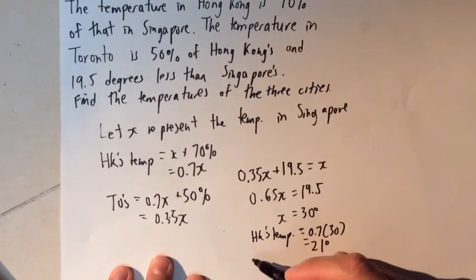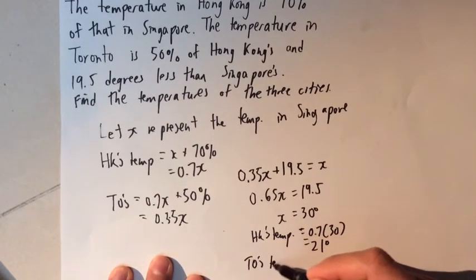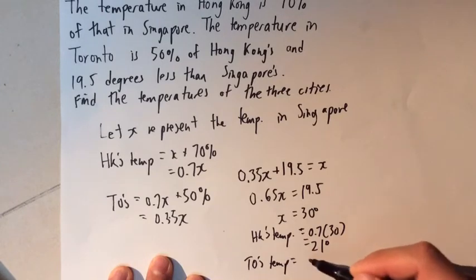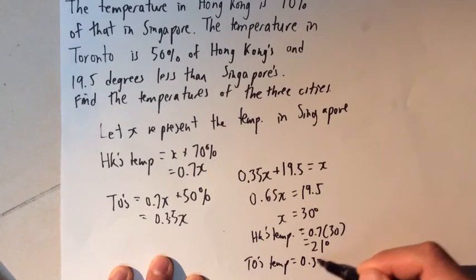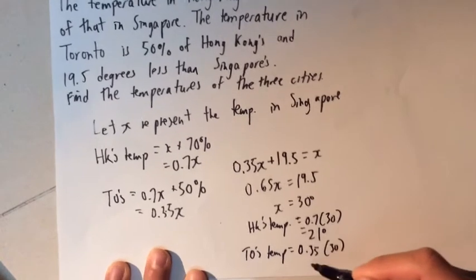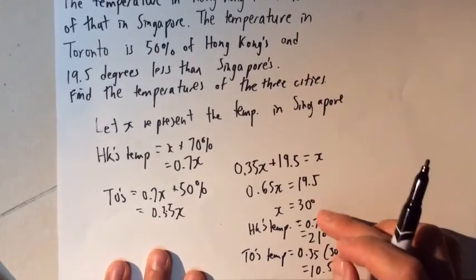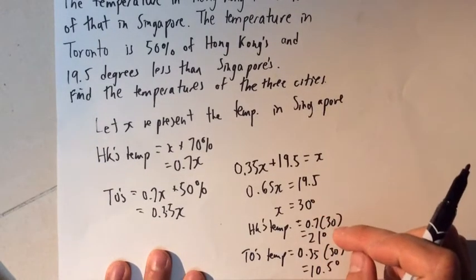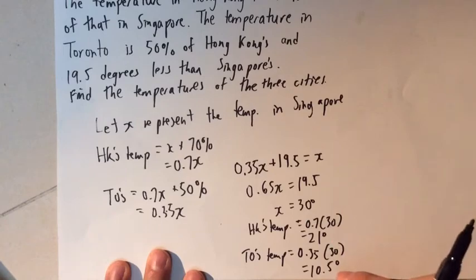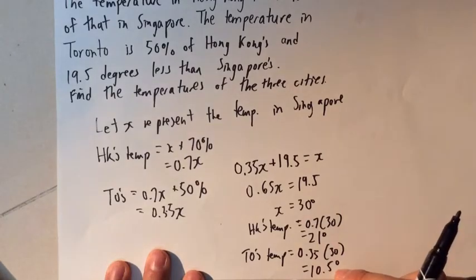Okay, and Toronto's temperature would just be half of that. So 0.35 times 30 is just 10.5 degrees. So we know the temperature of Singapore is 30 degrees, temperature of Hong Kong is 21 degrees, and temperature in Toronto is 10.5 degrees. Okay.